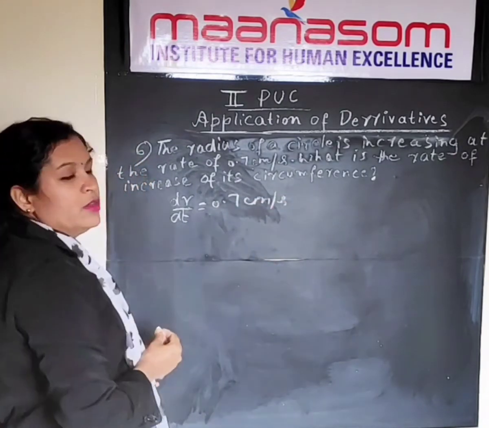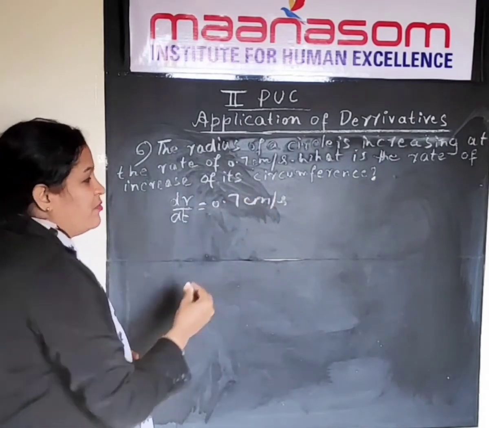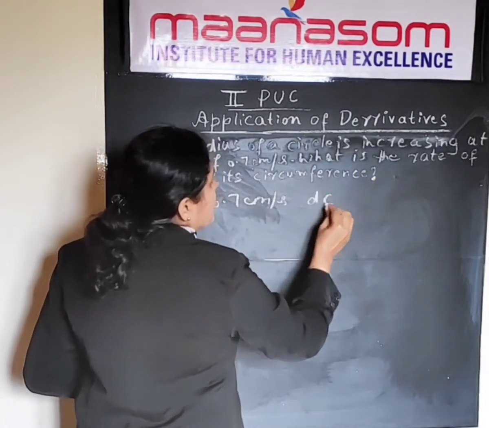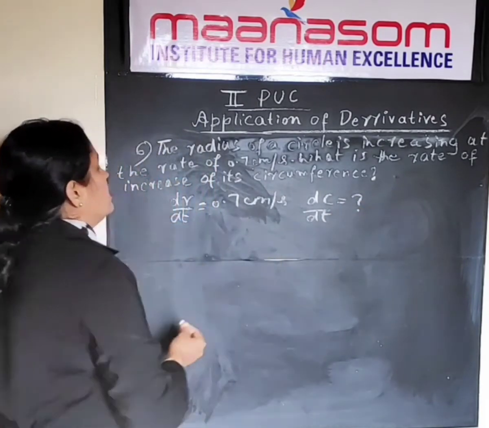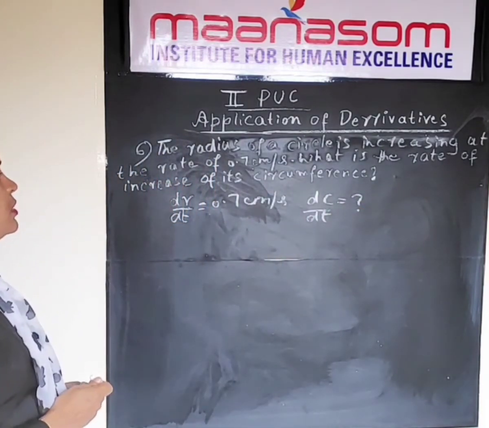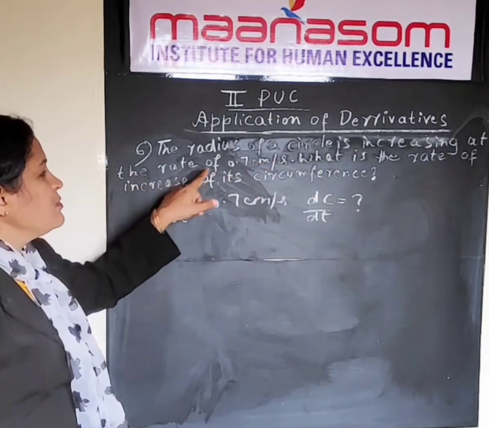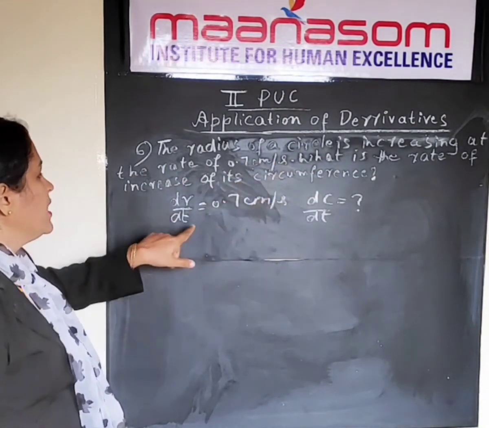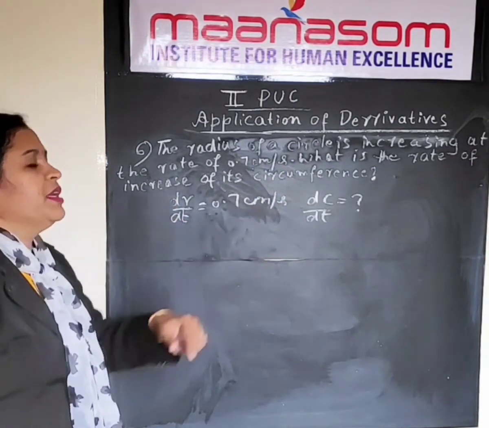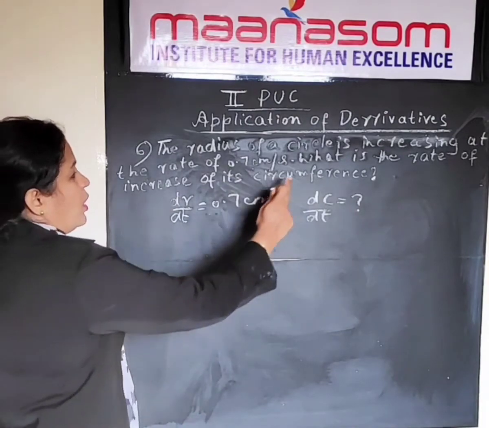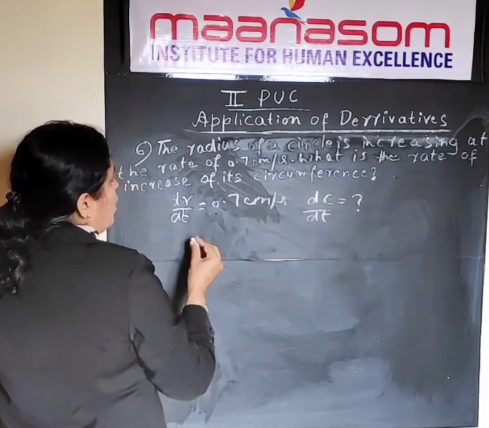This is given. So what is the question? What is the rate of the increase of its circumference? So dc by dt is equal to how much? This is the question. The radius of a circle is increasing at the rate of 0.7 centimeter per second. That is dr by dt is equal to 0.7 centimeter per second. What is the rate of increase of its circumference? That is dc by dt is equal to how much?